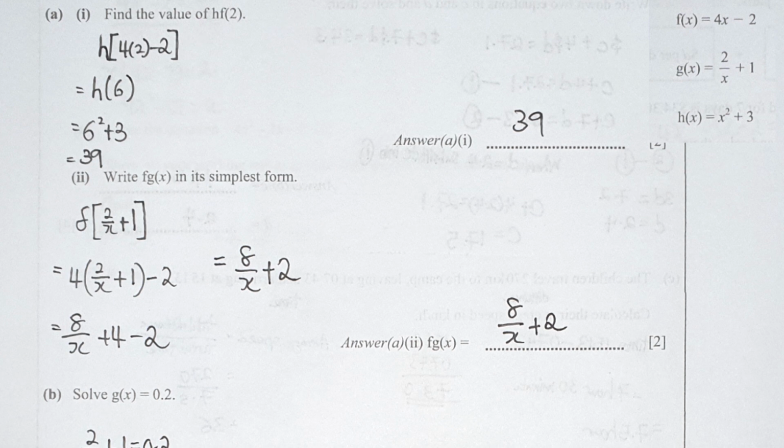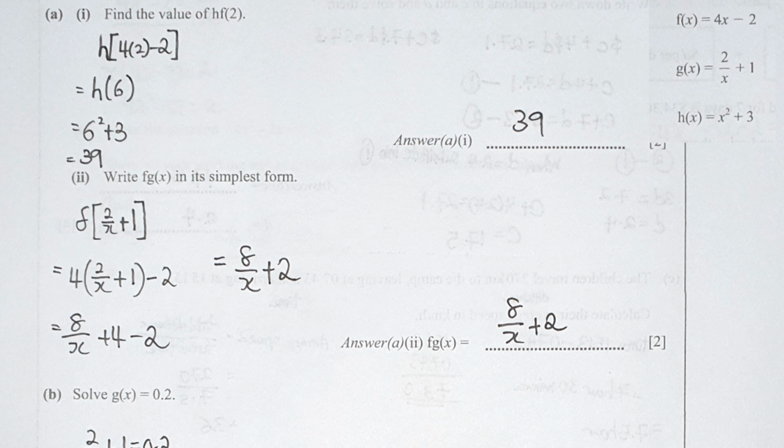So for question 2 part A, we have h(f(2)). Okay, so I first calculated f(2) by substituting 2 into function f. You should get your result from there as 6. Then I substitute this 6 into function h. So I get 6 squared plus 3 equals 39.